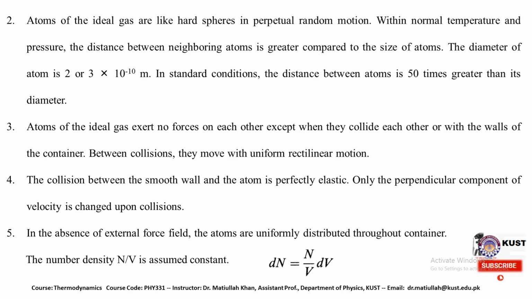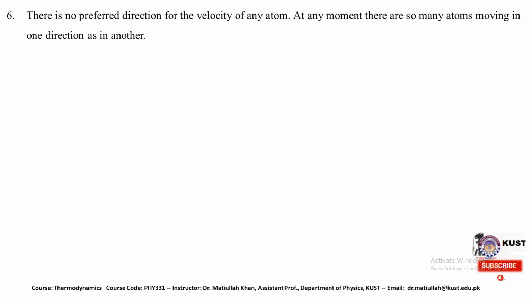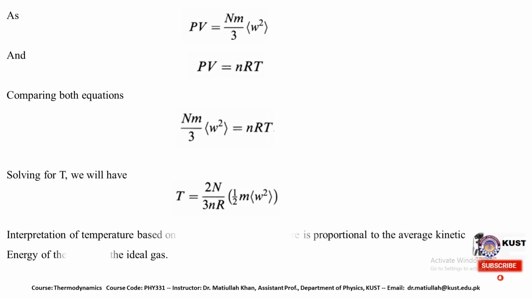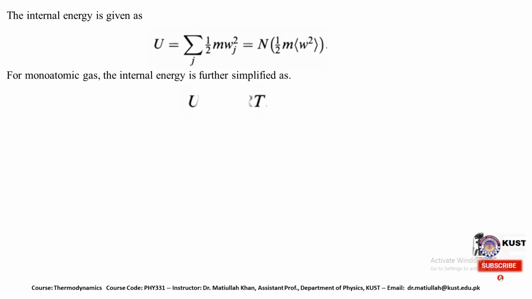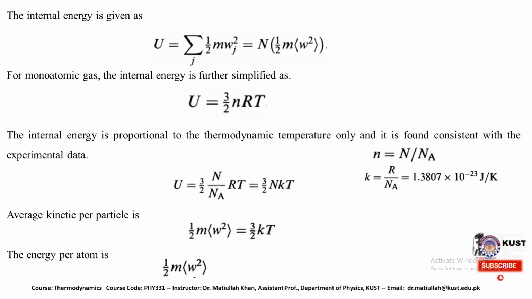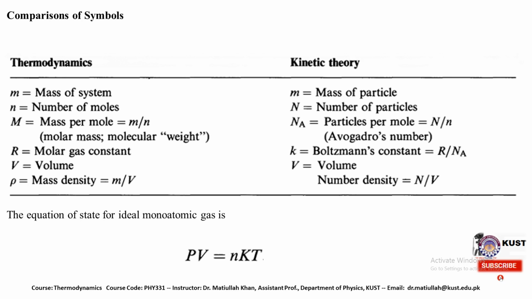If there is no external force, then the atoms are uniformly distributed in the container, and the density of atoms is calculated. So these are some of the simplified assumptions of the kinetic theory of gases that lead to the values of the most important parameters: the interpretation of temperature based on the kinetic theory, and the internal energy of the system. This was the discussion about the kinetic theory of gases and the interpretation of some values based on it. Thank you very much for now.